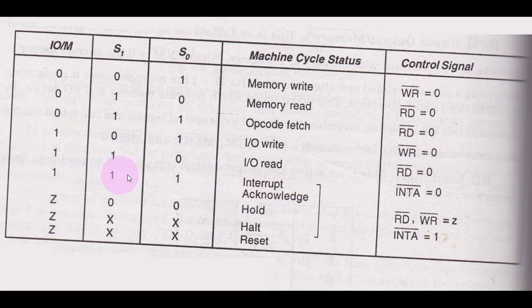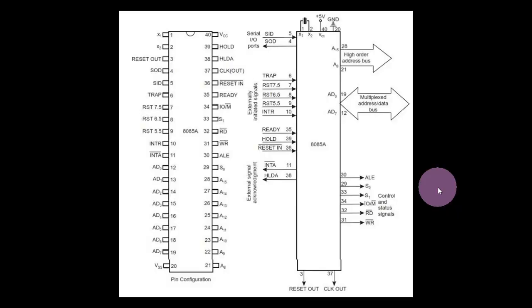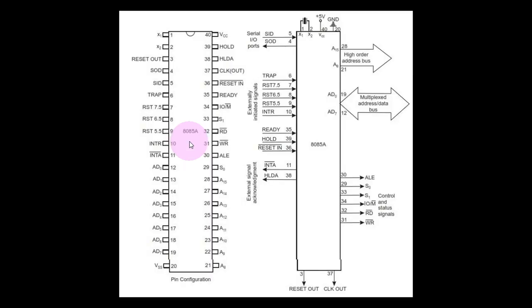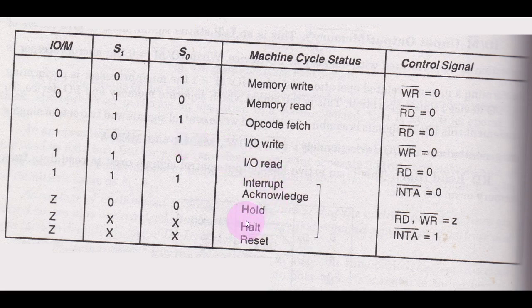If everything is one, you have an interrupt acknowledge cycle. INTA bar will be equal to 0 there. So what is this INTA bar? You have seen this INTA bar at this particular pin number 11, right? In this elaborate diagram, INTA bar is the interrupt acknowledge for an interrupt request, which is made externally by some device. So that's what is necessary here, right? After that, you have hold. For hold, S0, S1 will be 0, and the input output slash memory bar signal will be tri-stated, meaning it is in a high impedance state.